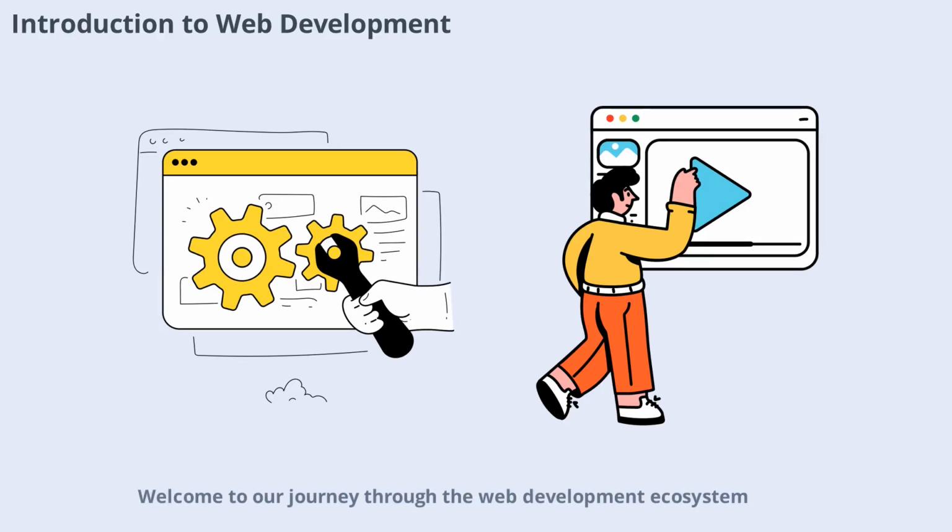Welcome to our journey through the web development ecosystem. In today's digital age, websites and web applications power much of our online experience. But what exactly goes into building these platforms? From the code that runs behind the scenes to the visual elements you interact with, web development is a complex and fascinating field. In this video, we'll break down the essential components, roles, and technologies that make up the web development ecosystem. Whether you're a beginner or just curious, you'll gain a clear understanding of how the web comes together. Let's dive in and start exploring the world of web development.